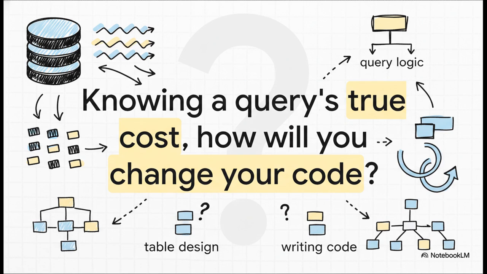So we've seen it. The true cost of any query is measured in I/O. It's not about how complex your code looks. It's about how many pages you force that database to read from the disk. So I'll leave you with this question. Now that you know this, how is it going to change the way you design your next table or write your next query?